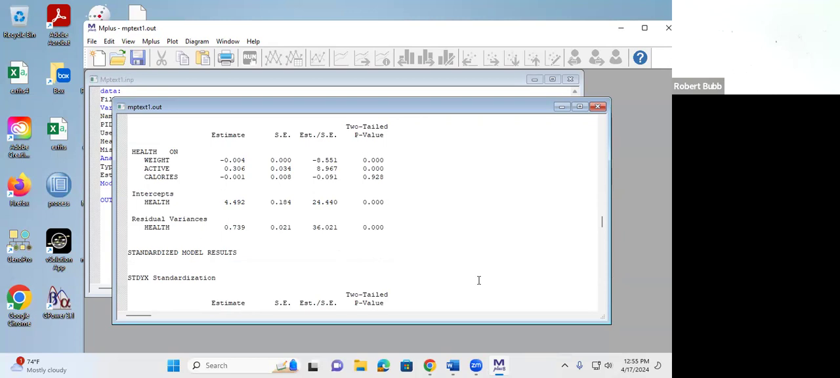Yeah, we can jump there. We'll talk about labels here in a second. So what do we see when it comes to our predictors? Which ones seem to predict self-reported health and which ones don't? Yeah, weight and active look like they're significant. Calories does not. So the reported calories consumed a day doesn't seem to be predictive of their self-reported health. But whether they're active or not does, and weight does too.